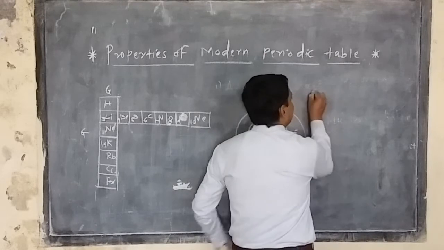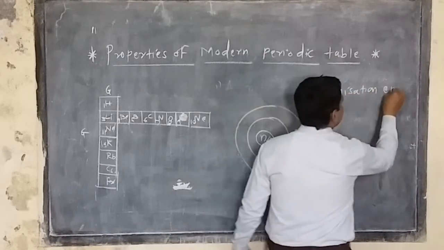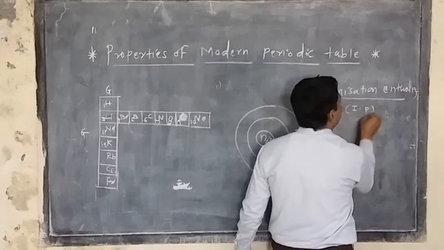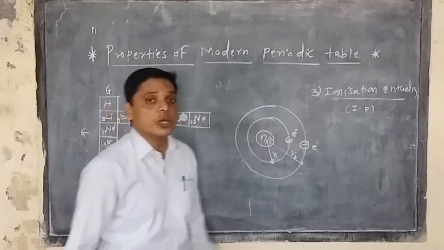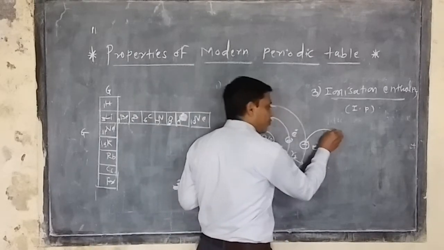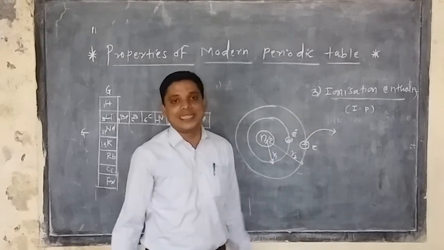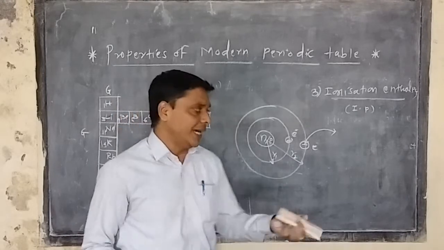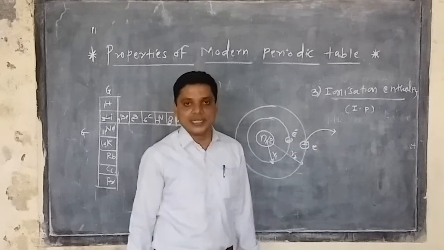Now the third factor is called ionization enthalpy. It is also called ionization potential, or IP value. Now the definition of this IP is like this: the amount of energy which is required to remove the outermost electron from its shell is called ionization enthalpy. Means in general, the energy consumed in the removal of this electron in the gaseous state is simply called ionization enthalpy.